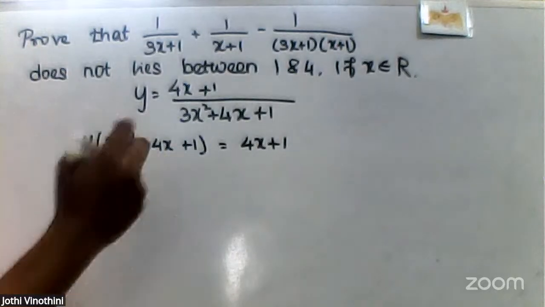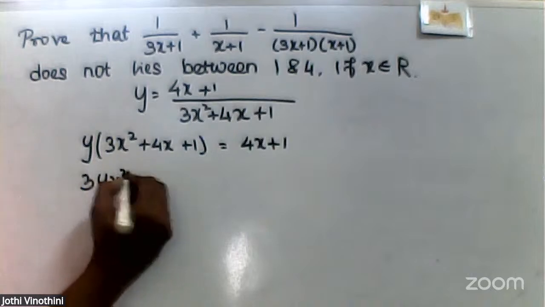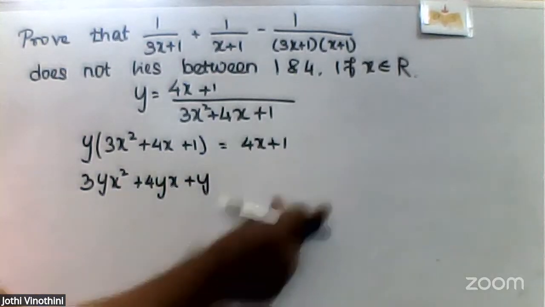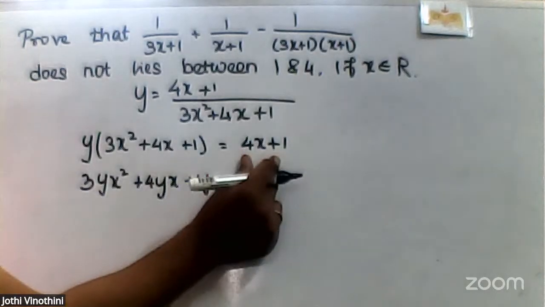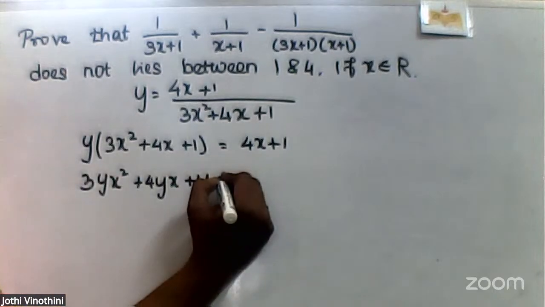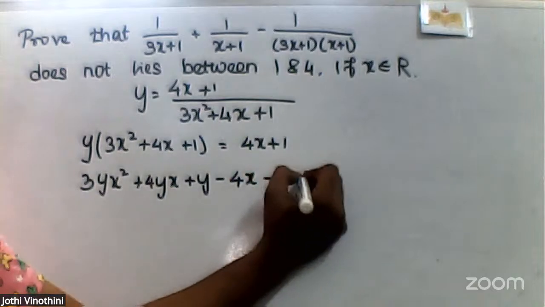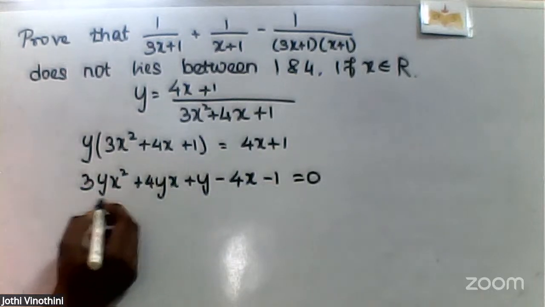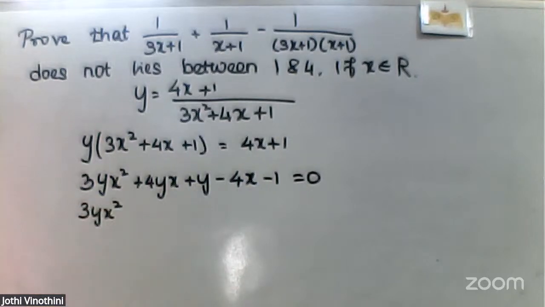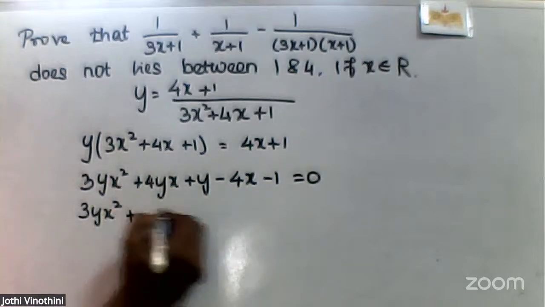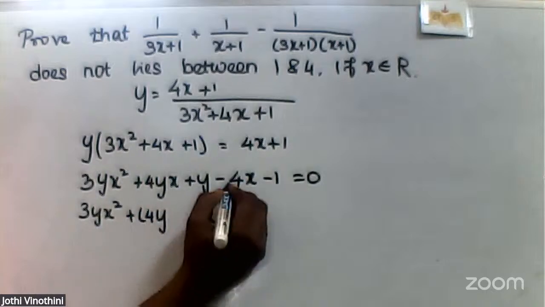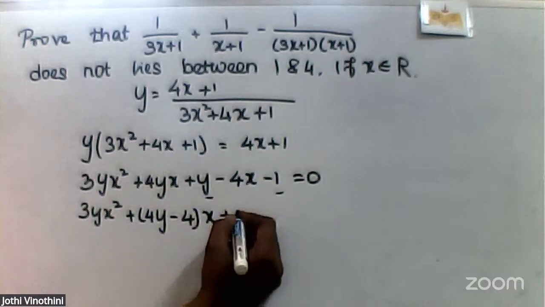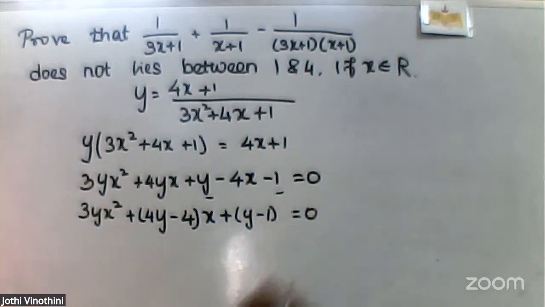Now I am going to take this y inside this term, so it becomes 3yx squared plus 4yx plus y. I am going to take these two terms to the left hand side of the equation. They are an addition; when it comes to the other side, it will become subtraction. So minus 4x minus 1 equals 0. We are again going to simplify this. Is there any other x squared term? No, so it will remain 3y x squared. Here there are two x terms, so I am going to take x as common. What will remain? 4y minus 4, plus the remaining terms y and minus 1, so y minus 1, which equals 0.